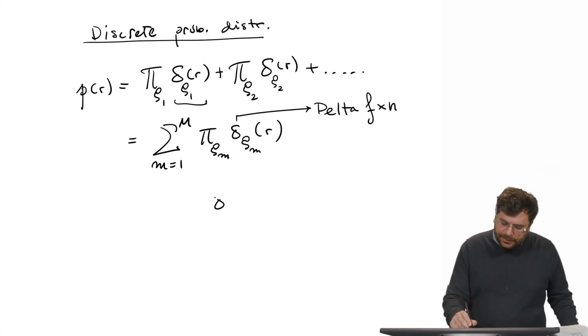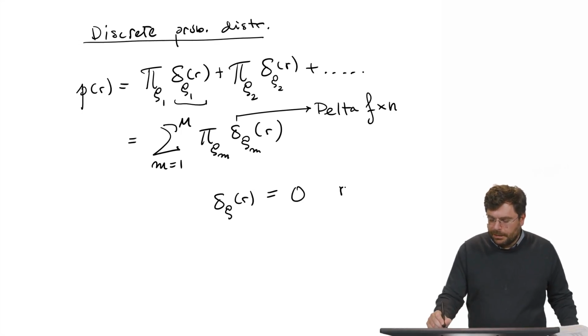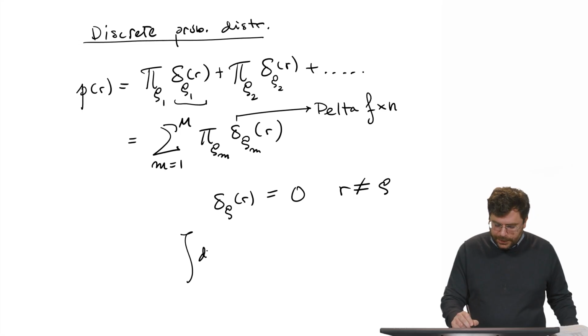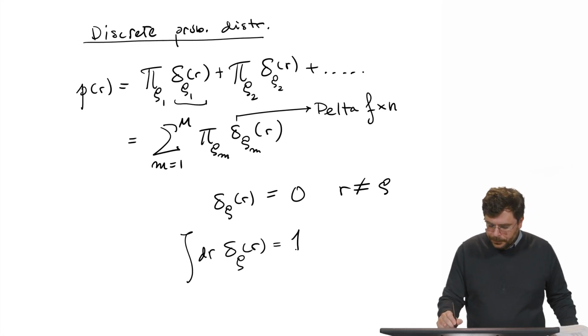Those spikes have a very specific property. If my R is not equal to rho, in other words, if I try to draw a random variable which is not in the allowed set of outcomes, then my delta function returns a 0. On the other hand, if I were to integrate over all possible values, I should get a 1. So at some point, the R will be equal to rho, and this integral here will be equal to 1.